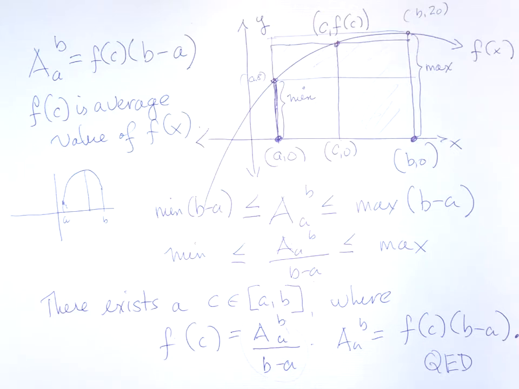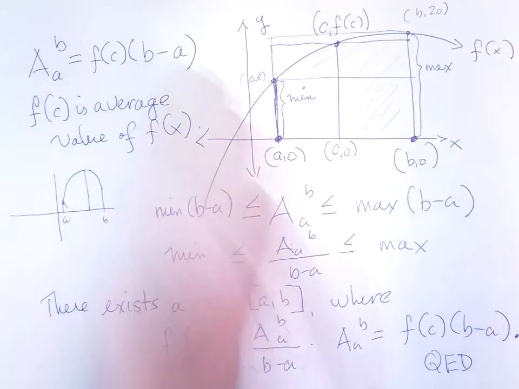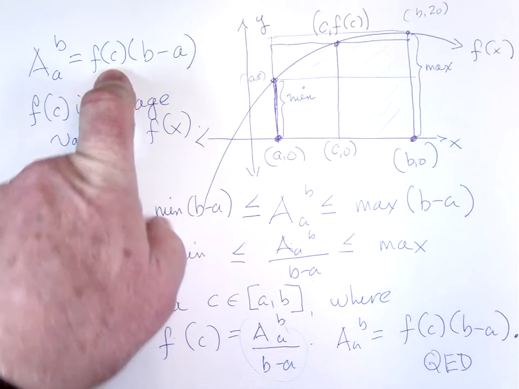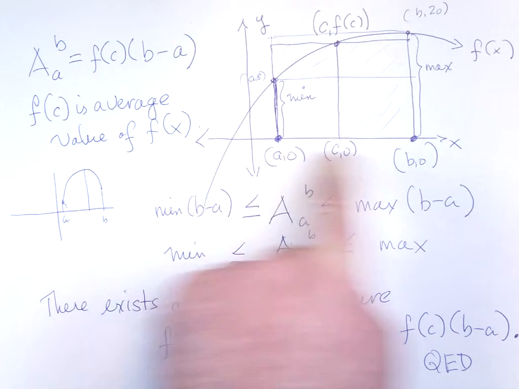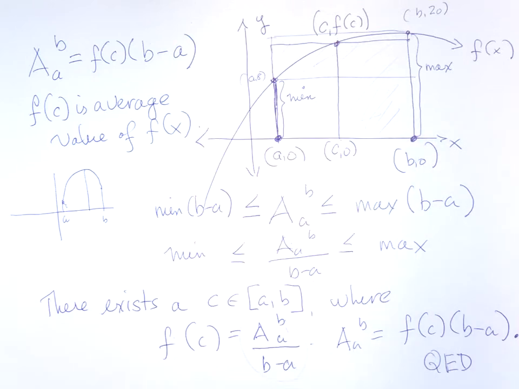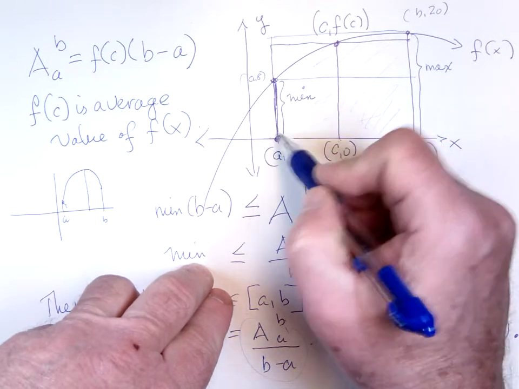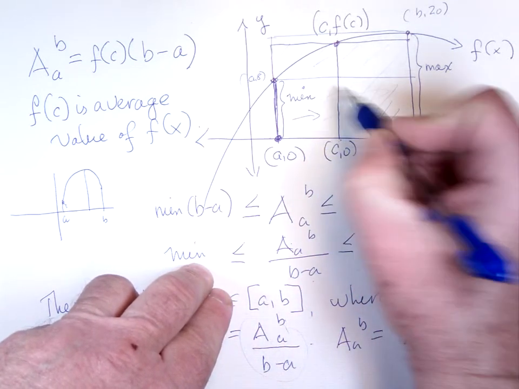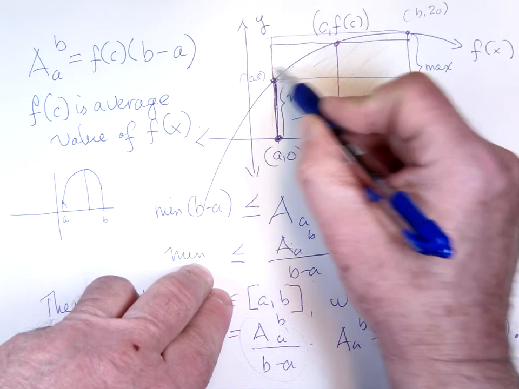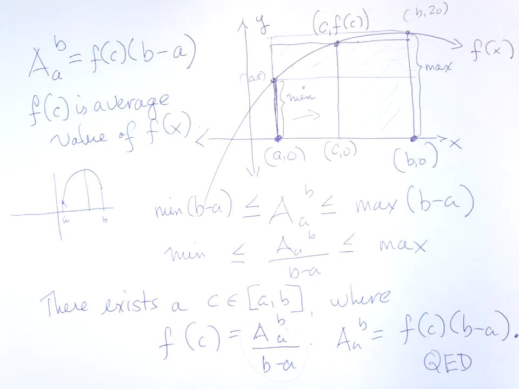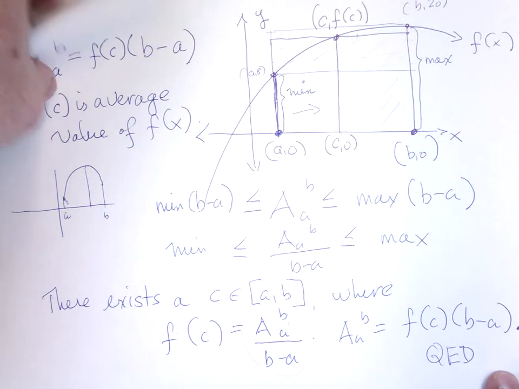What it says is somewhere in there there's a c where the area under the curve is equal to the value of the function at that c times b minus a, being the width of this rectangle. That makes sense, right? If you started here at the minimum, this rectangle is too small. And then as you go this way, the rectangle gets bigger and bigger. At some point, the area of the rectangle is exactly equal to the area under the curve. That's what it's saying. As you go higher.